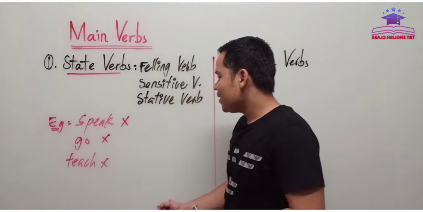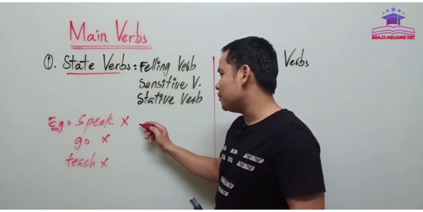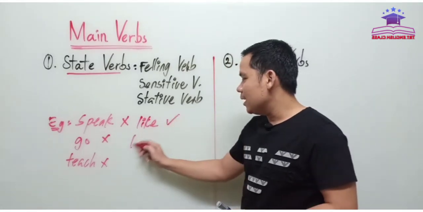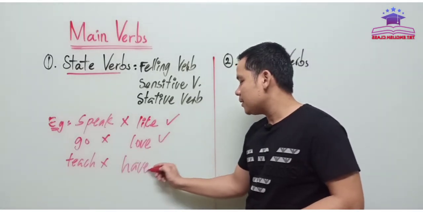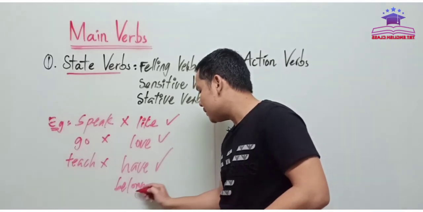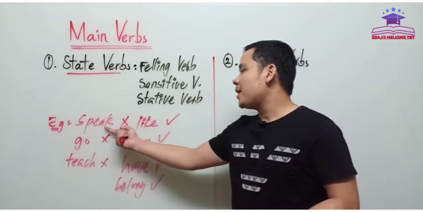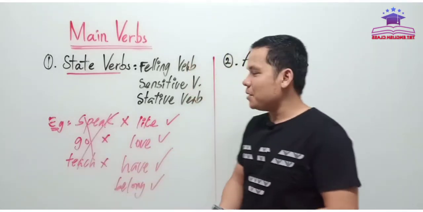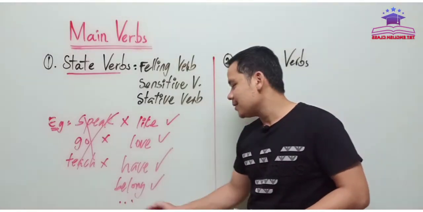Okay, so what I want you to see in number one about state verb is the word like. Like is a state verb, of course. Love, state verb, yes. Have, yes. Belong, yes. Just examples for these words. You can see speak, action verb, go, and teach. So these three are not state verbs, but like, love, have, or belong are state verbs.